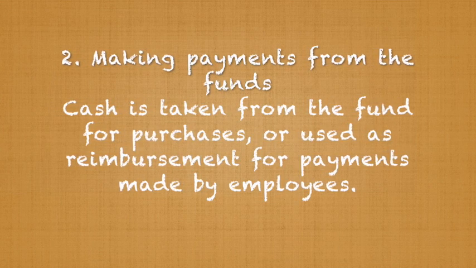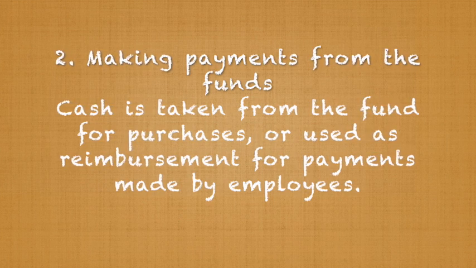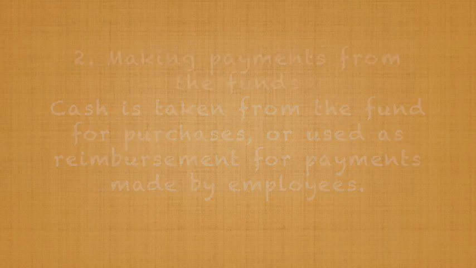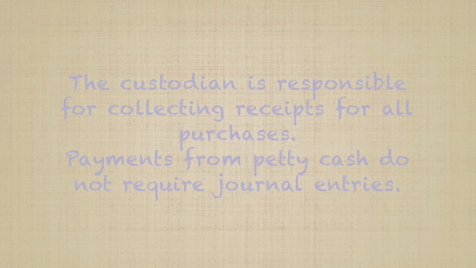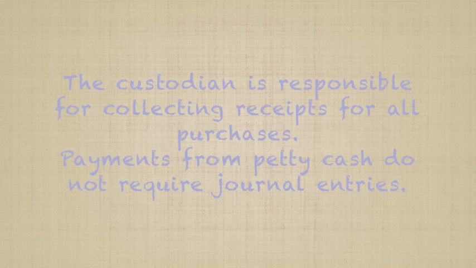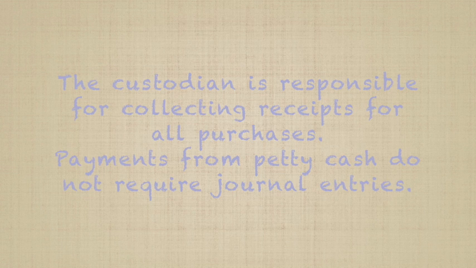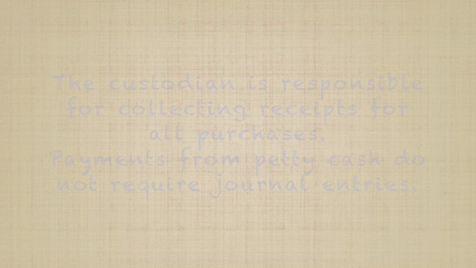Making payments from the fund. Cash is taken from the fund for purchases or used as reimbursement for payments made by employees. The custodian is responsible for collecting receipts for all purchases. Payments from petty cash do not require journal entries.